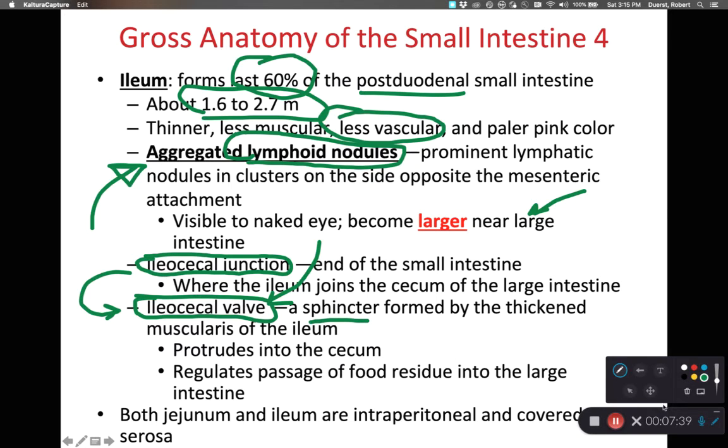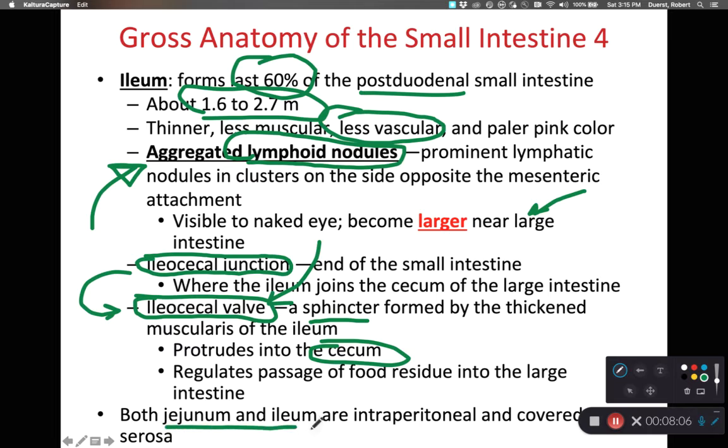So we have a flap of tissue combined with the sphincter muscle so that we can have chyme entering the large intestine from the ileum, but we have a very minimal amount of feces going backwards into the small intestine. This ileocecal valve is going to protrude from the ileum into the cecum of the large intestine, the main blind pocket, that first part of the large intestine.